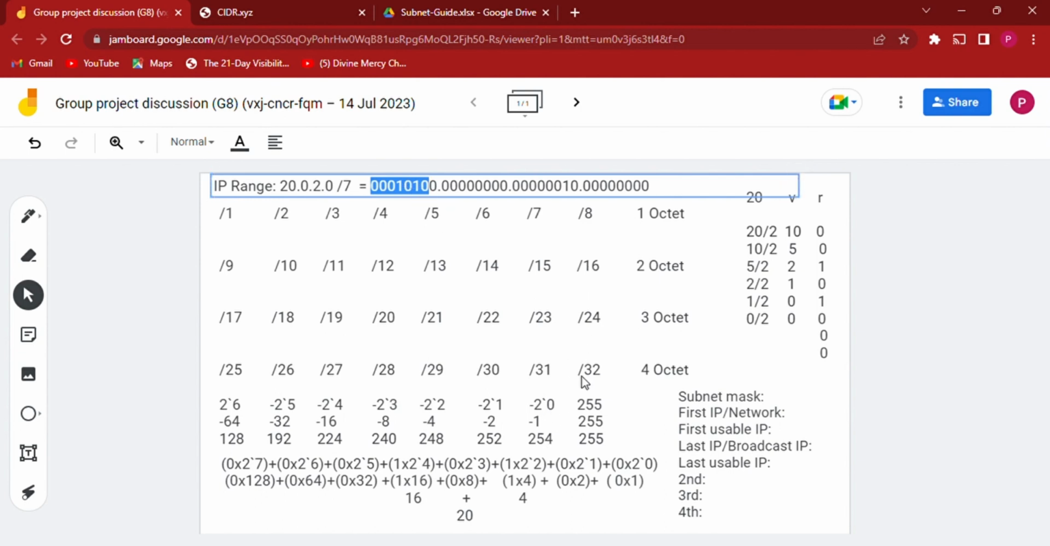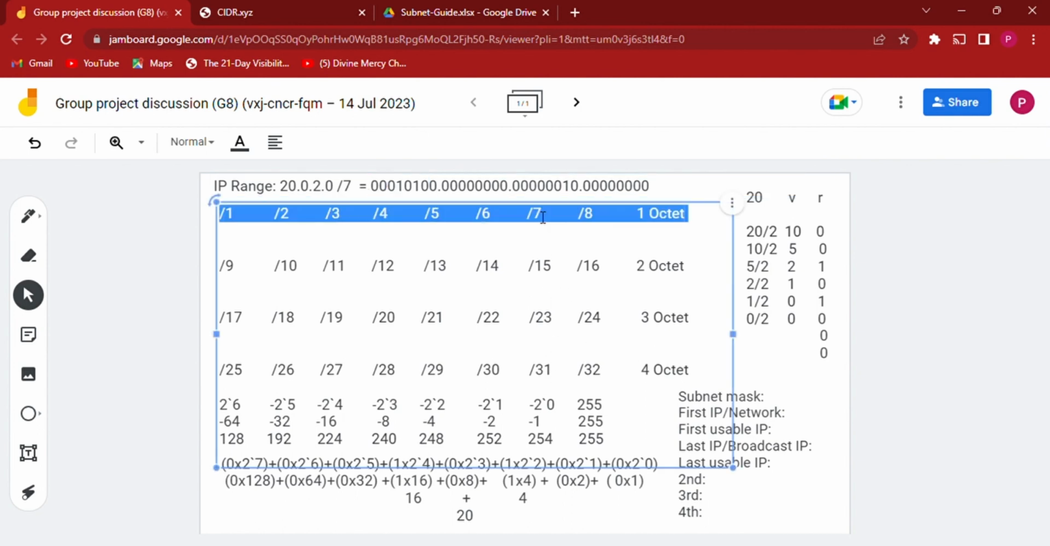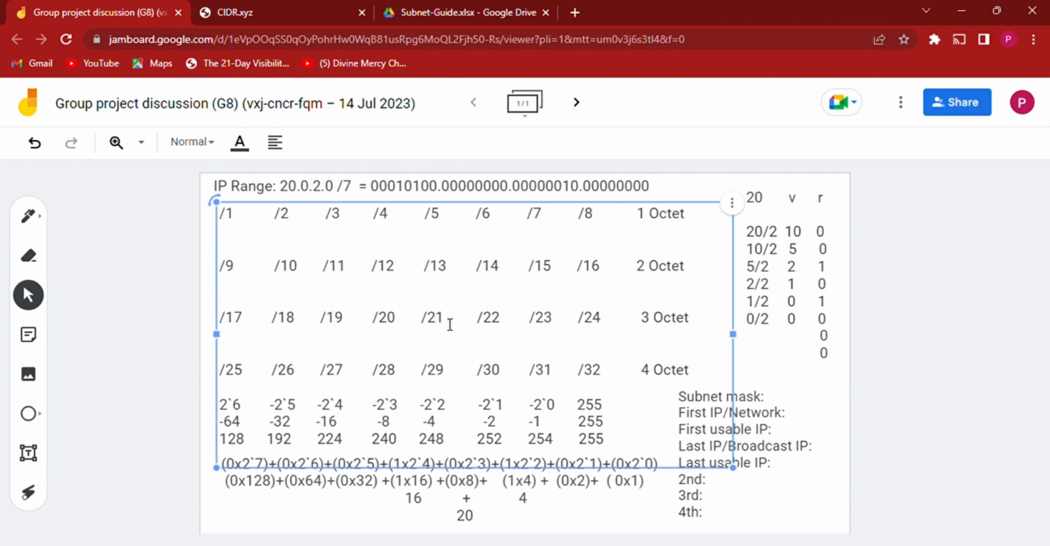Then the rest will be zeros because you've not come here yet. This is where /7 is. So you just get stuck from the first octet. Now you get 254 here, and that is it: 254.0.0.0. Everything else is 0.